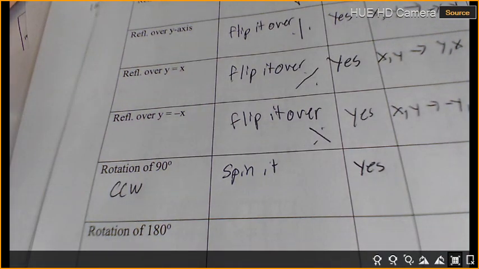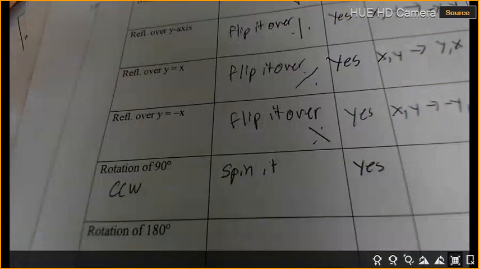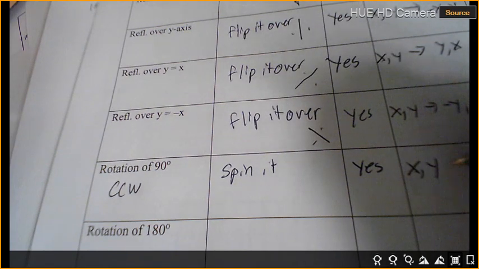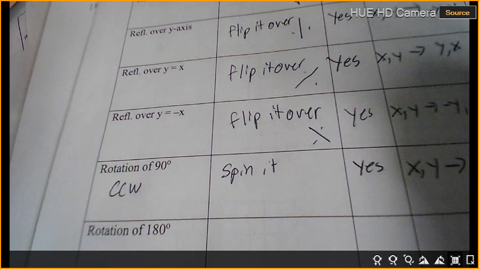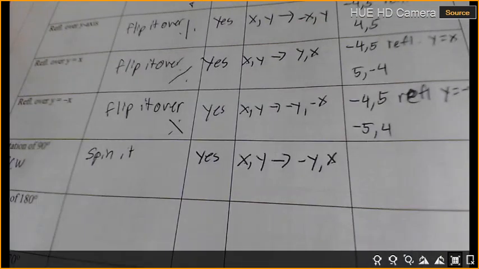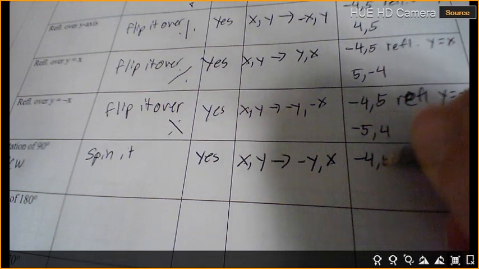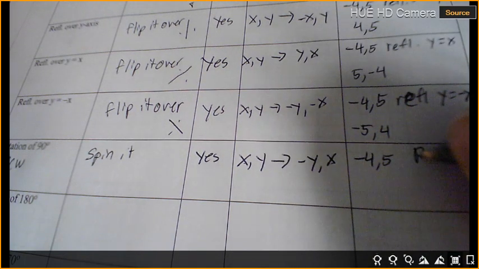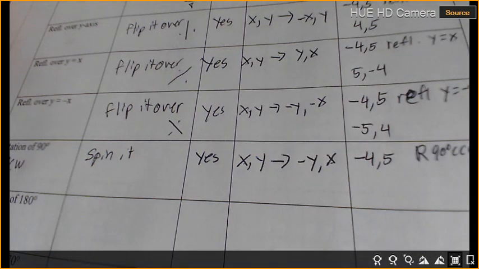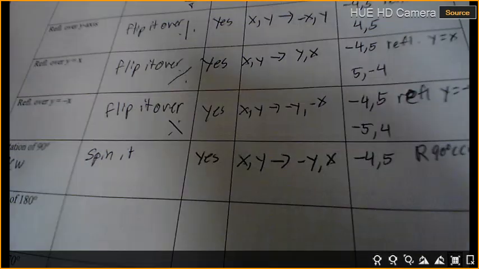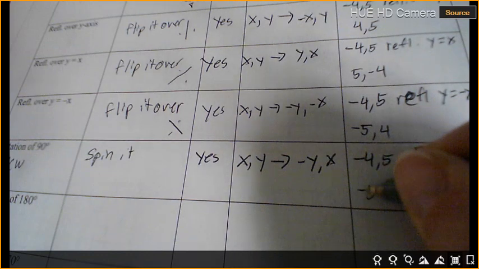Okay. The formula for 90 degrees, if I'm going from x comma y, I rotate it, I get negative y comma x. So I'm going to use that negative 4, 5 again. And I'm rotating it 90 degrees counterclockwise. Then I get negative 5, negative 4.